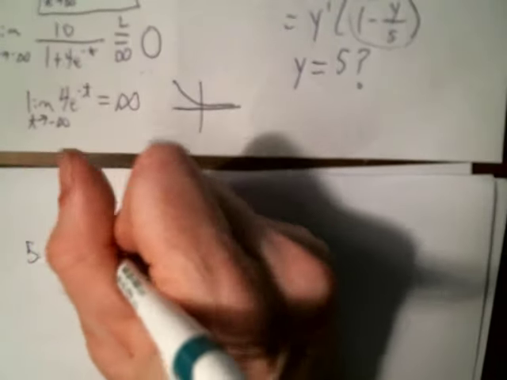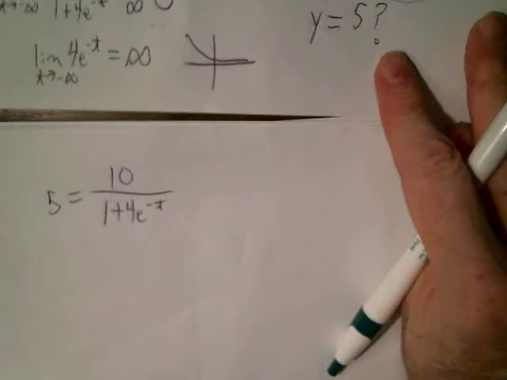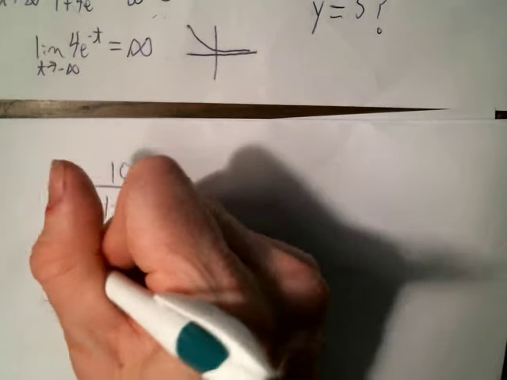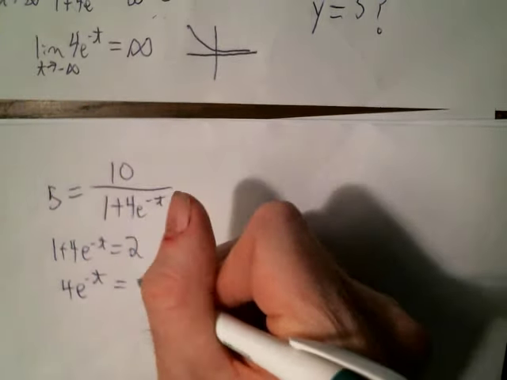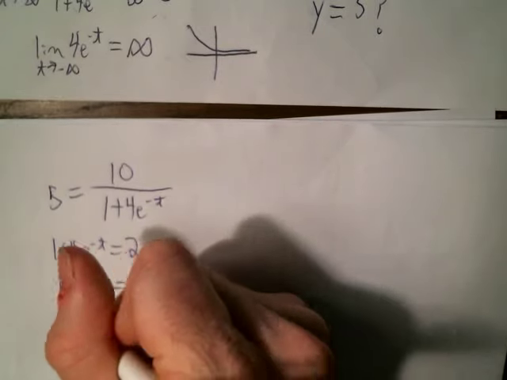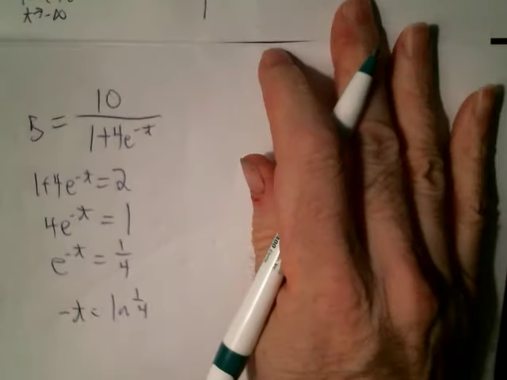So y is 5 when t is what? So 1 plus 4e to the negative t, and then just solve for t, and that should give us our inflection points. So I have 1 plus 4e to the negative t equals 2. 4e to the negative t is equal to 2 minus 1, which is 1. So e to the negative t, I'm looking for where that's 1/4. It's a logarithmic equation. Take logs on both sides. You get negative t equals ln of 1/4. Multiply both sides by -1, and you're looking at where t is equal to ln 4. Okay, so it has an inflection point here.